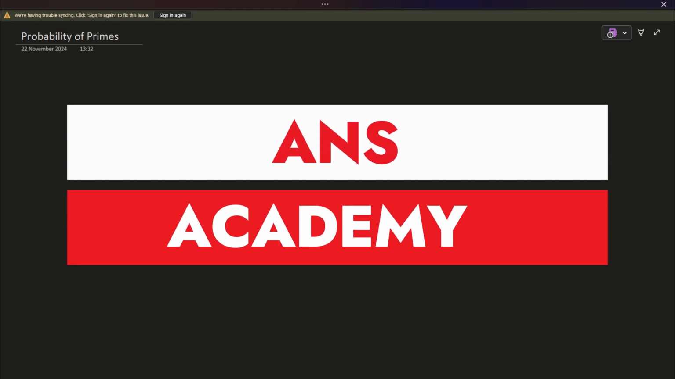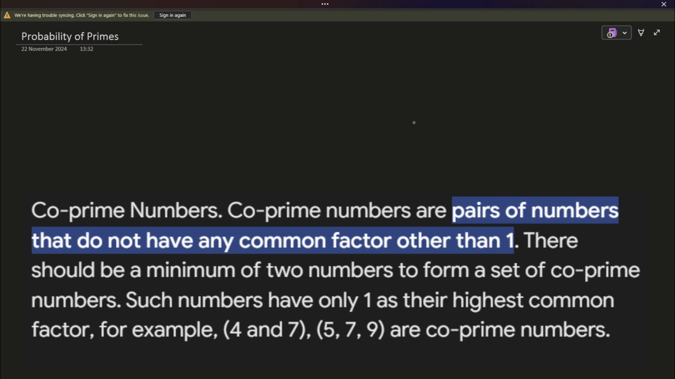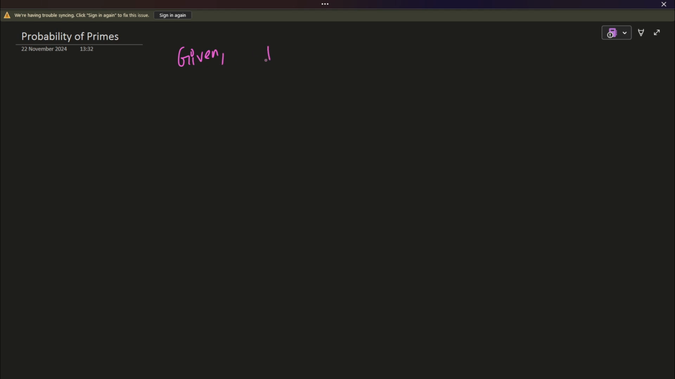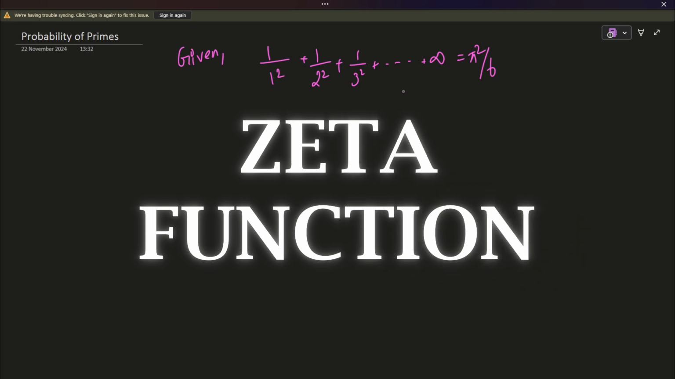In today's video, we will be looking at a very special problem: what is the probability that two random integers are co-prime? The question could be stated as follows. Given the series 1 by 1 square plus 1 by 2 square plus 1 by 3 square, and all the way up to infinity, equals pi square by 6, which is also called the zeta function. You might have seen it in other videos.